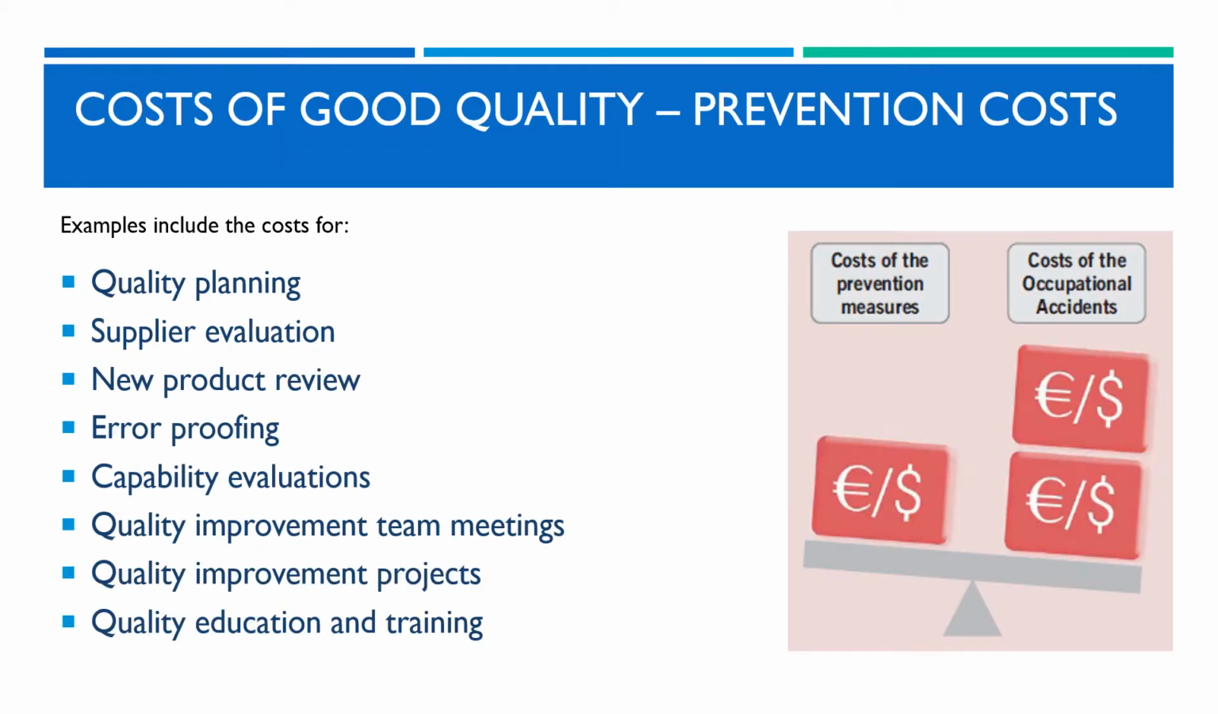Prevention costs are costs of all activities that are designed to prevent poor quality from arising in products or services. Examples include the cost for quality planning, supplier evaluation, design review, error proofing, capability evaluations, quality improvement team meetings, quality improvement projects and quality education and training.